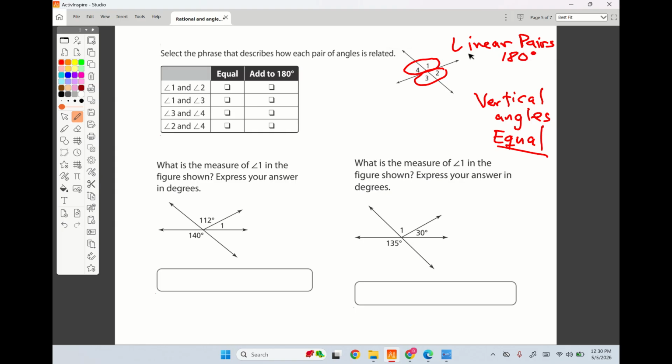Alright, so first of all, you have 112 degrees here. You have angle 1, which is what they want you to come up with. And you have 140. So already we can see that 140, this angle here, has to be equal to the entire angle on the other side, which is the 112 plus the measurement of angle 1.